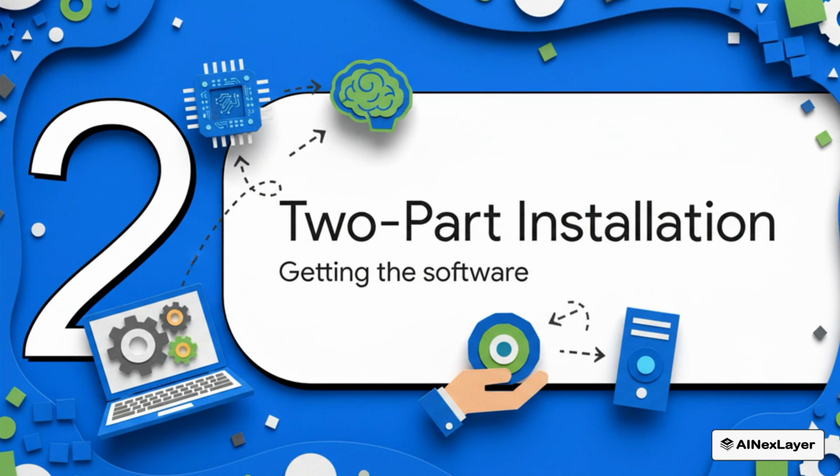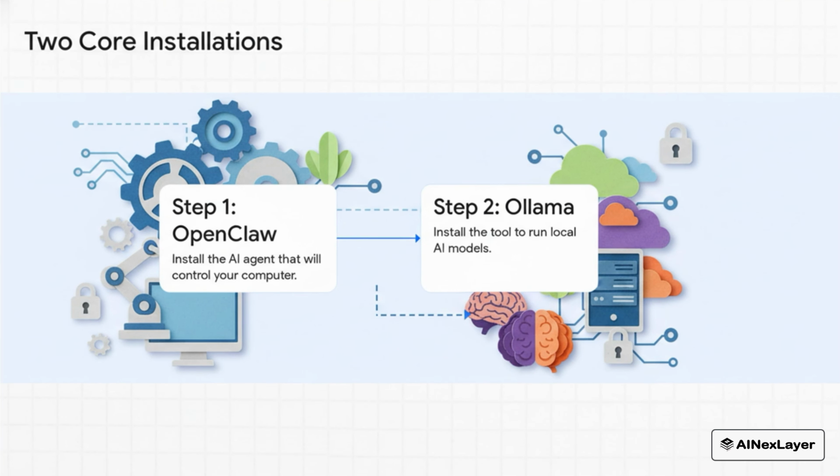All right, section 2. Let's get down to the nitty-gritty, the installation. It's actually a really straightforward process. It basically just boils down to getting two main components onto your machine. Okay, so the whole process really just has two core steps. First, we're going to get openclaw installed. That's the agent that listens to your commands. Then right after, we'll install Ollama, which is the engine that's going to run our local AI model.